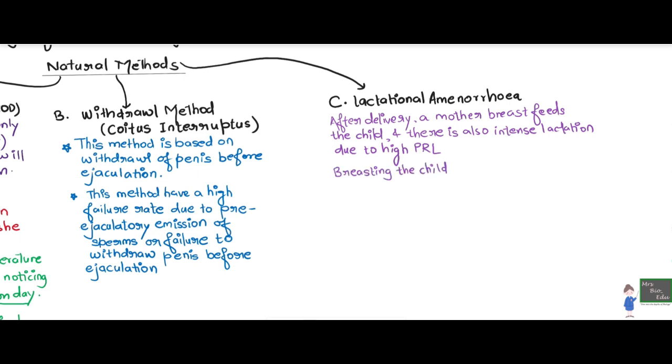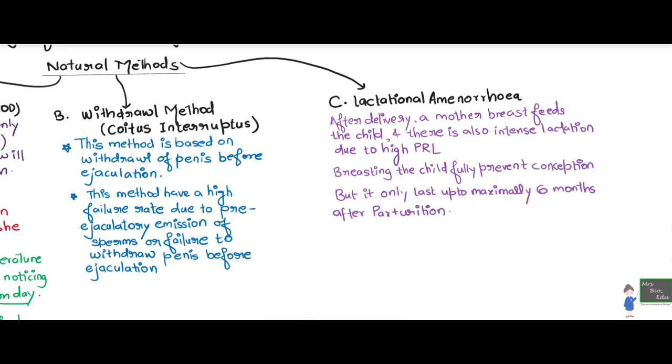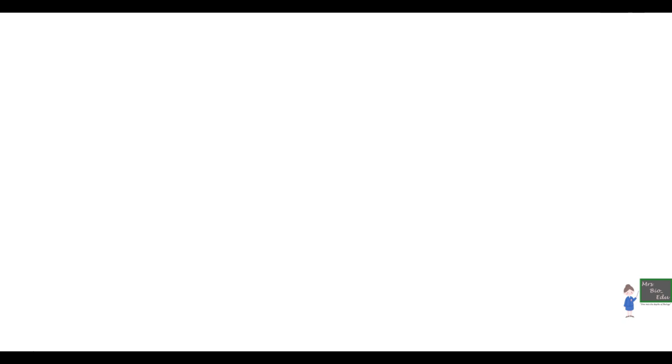Now, high PRL actually inhibits FSH, and it will not let the body start a new menstrual cycle or let the ovulation occur, which means that there will be no egg to fertilize. But the trick here is that this is not going to last forever. This only is going to last for about 6 months maximally, which means that after 6 months, this female will also start getting her natural menstrual cycle. So again, not a very reliable method.